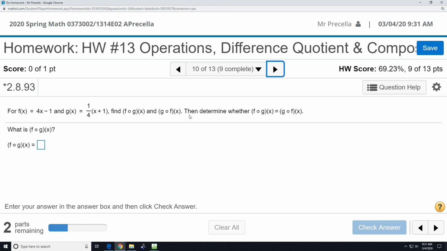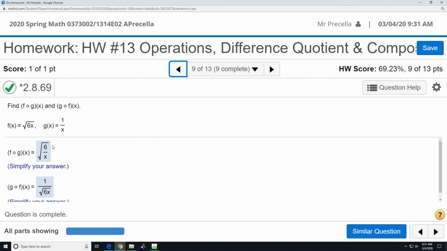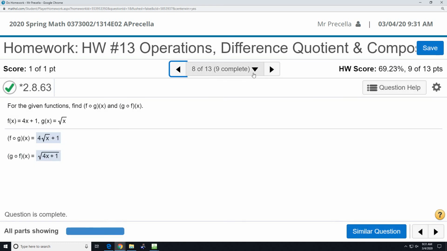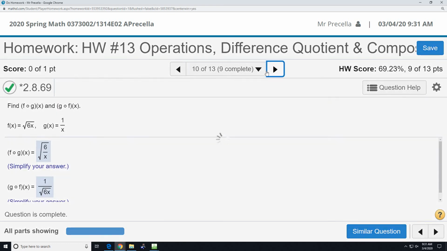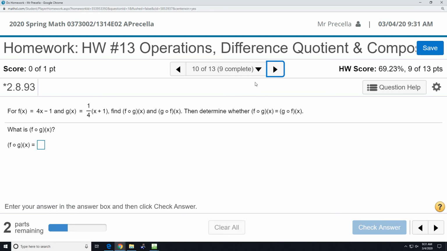Hey, look at this. They even ask us another question. Then determine whether f composed with g of x is equal to g composed with f of x. Well, normally, are they equal? If they'd asked us that on number 9, what would the answer have been? No, you don't get the exact same thing. The mere fact that they're asking are they equal makes me think this may be one of those exceptions. Remember I said usually they're not equal. There are some rare times when they are equal. This may be one of those rare times. Let's see.